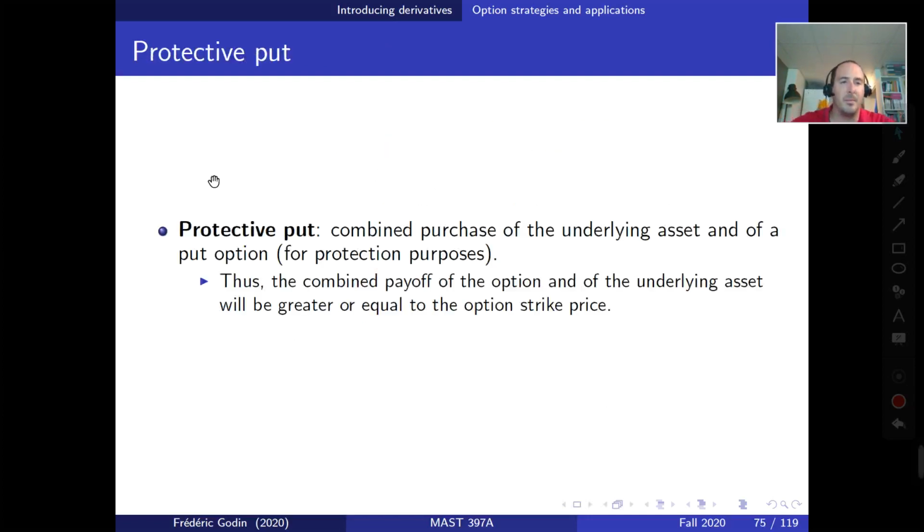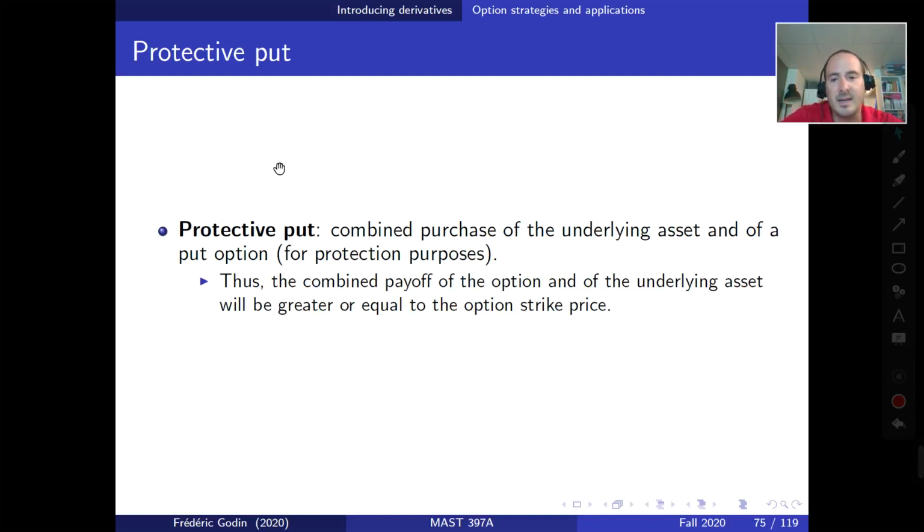Okay, now I'm gonna provide simple strategies relying on options which are used for risk management purposes. So a first strategy is called a protective put. The protective put entails combining the purchase of the underlying asset and of a put option. So in that case, the put option acts like insurance. Okay, it's for protective purposes.